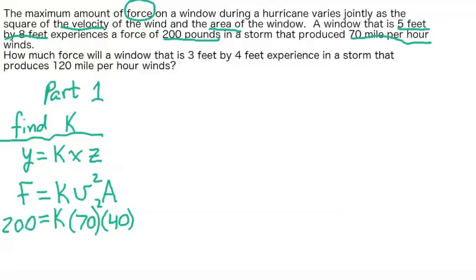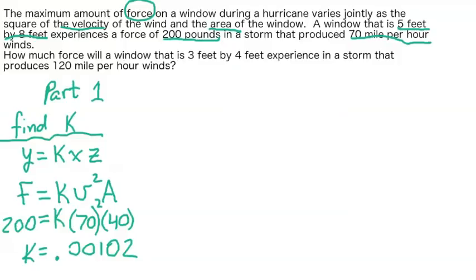So here we can solve for K. It's going to be a really small number. We're going to have 200 divided by 70 squared times 40. Yeah, so K is a really small number in this case. K equals 0.00102. I'll go 5 decimal places.